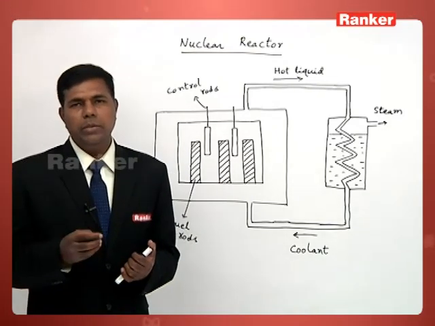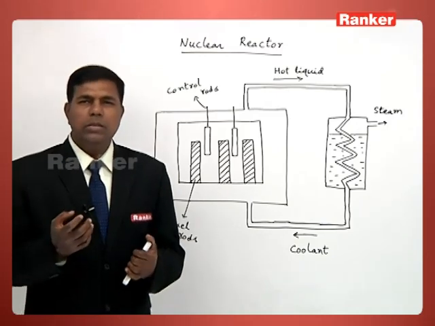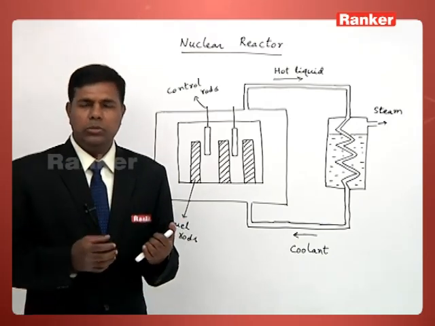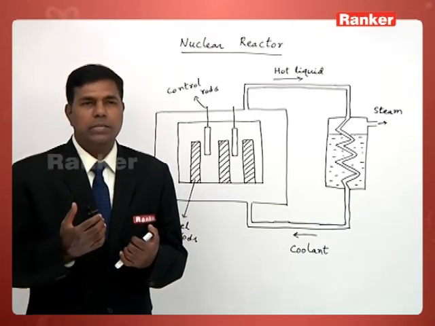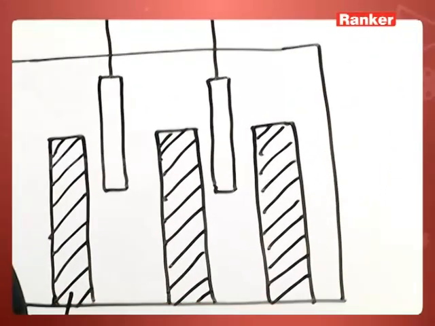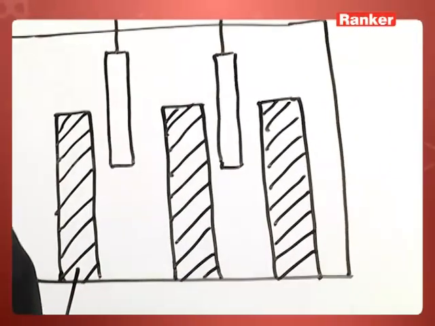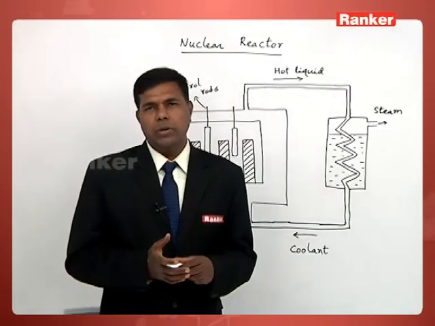So what we need to do is slow these fast moving neutrons down to thermal energies, about 2 million electron volts. To that level these neutrons must be slowed down. Slowing down of neutrons can be done using a moderator. Heavy water, graphite, all these can be used as moderators.